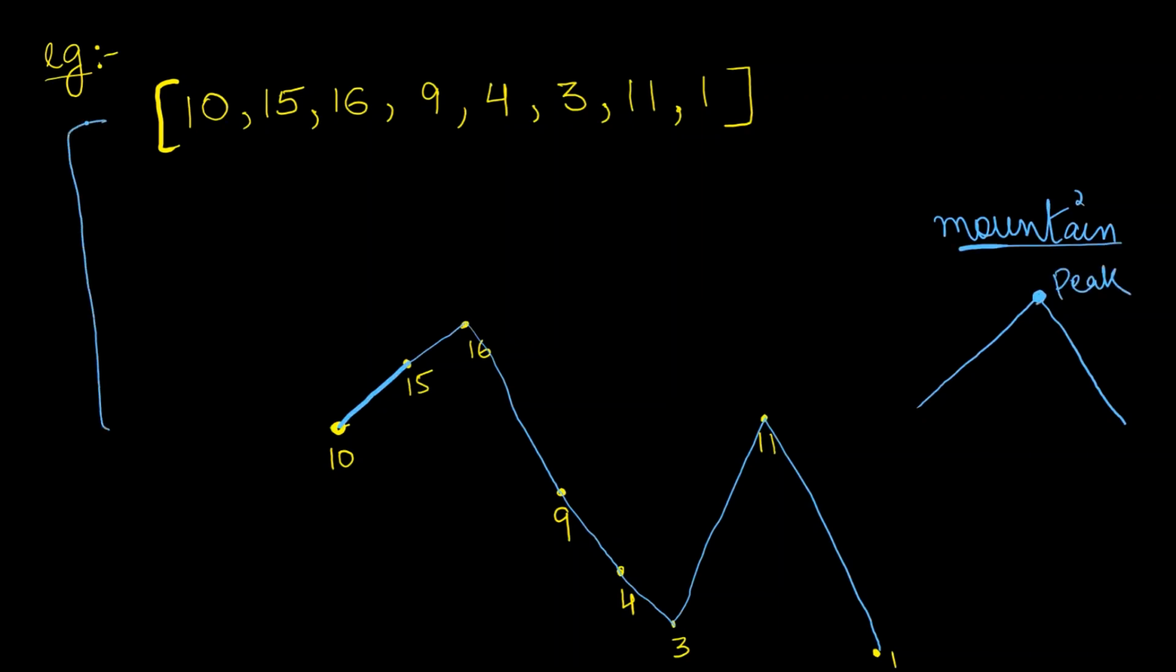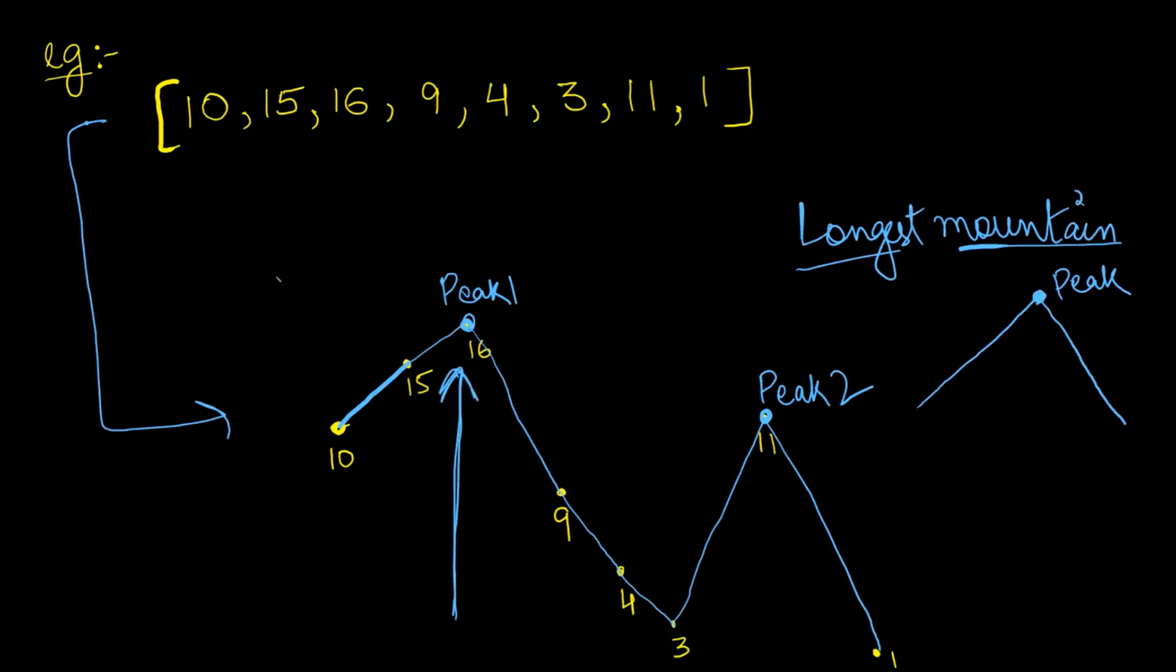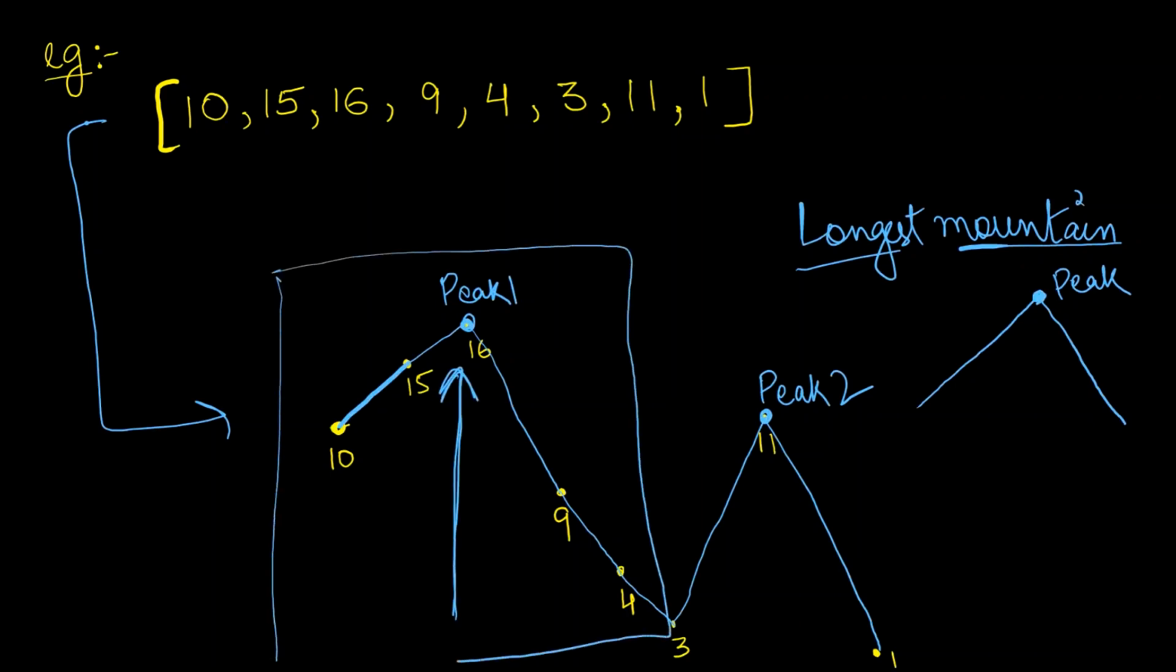So with this example we can see there are two peaks over here, peak 1 and peak 2. And then the question demands we need to find the longest mountain in an array. That means the peak which is longest. So here we can see this is the longest mountain. We need to find the index, hence our answer will be this. Between these indices we have our longest mountain. So by now we are clear with our question.